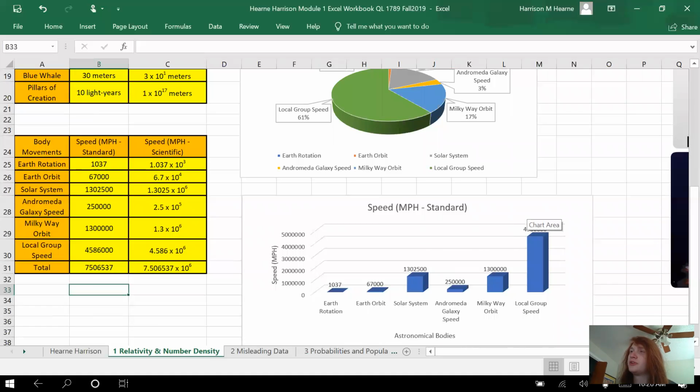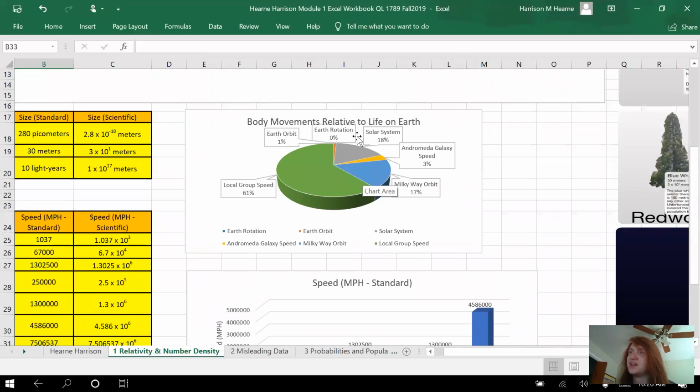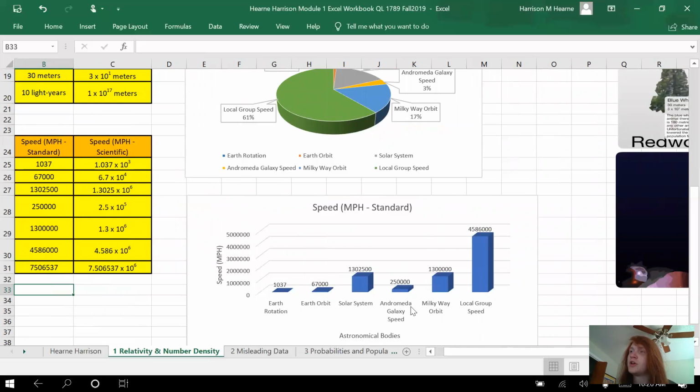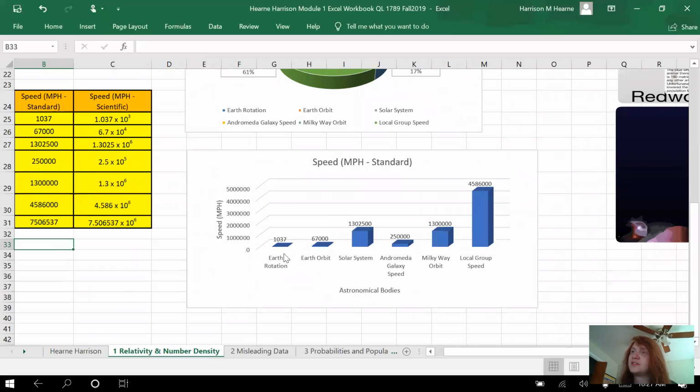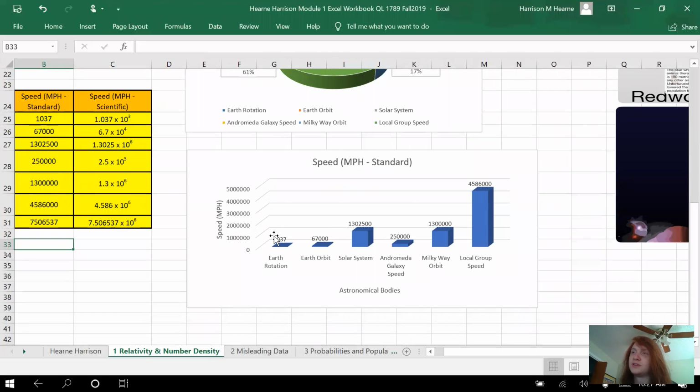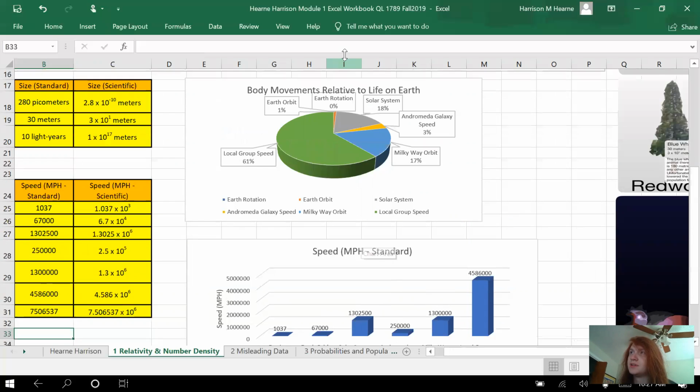And this is just a different representation of the same thing, but instead of it being percentages of that total number, it's showing exactly what those numbers are in a 3D bar graph. So you can see, just like up here where the Earth's rotation, Earth orbit, and Andromeda galaxy speed were barely a factor, they're so barely a factor that for two of them you can't even see them raised. The Andromeda galaxy, you can see raised a tiny little bit. You can see the solar system raised and the Milky Way orbit raised a little more.